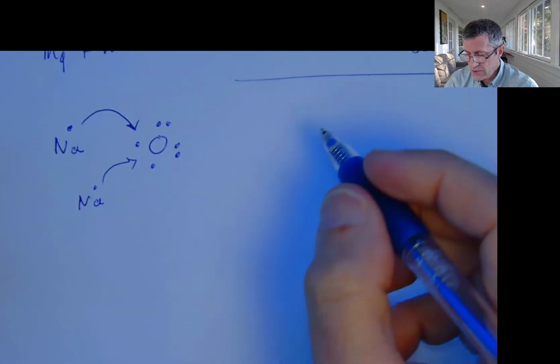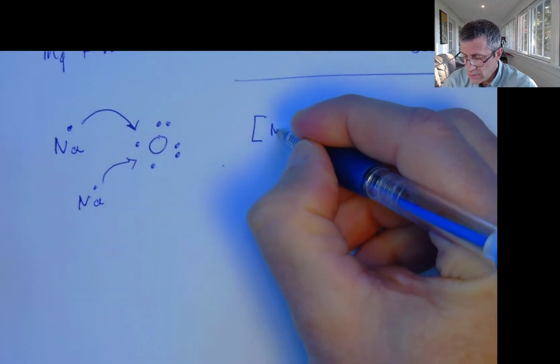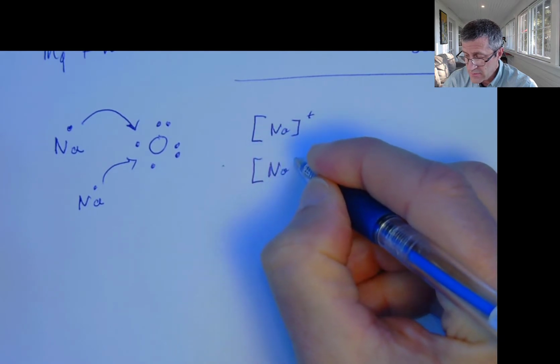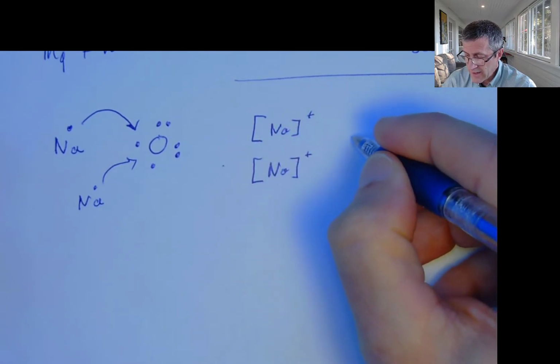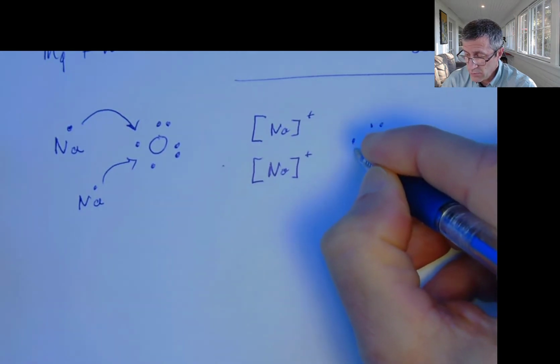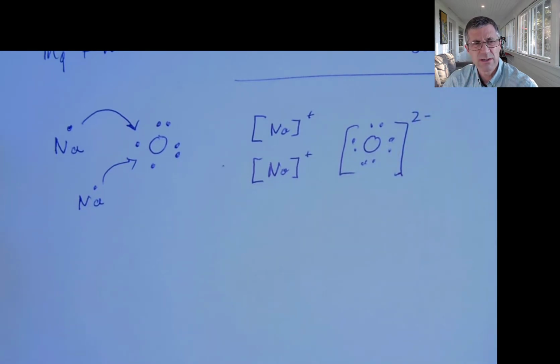And now my oxygen will contain 8 electrons. So notice what I've done. Now I have a sodium that has a positive charge. I have a second sodium that has a positive charge. And I have oxygen now, which has its 8 electrons and is very stable. And this has a -2 charge. And this is how I represent this.